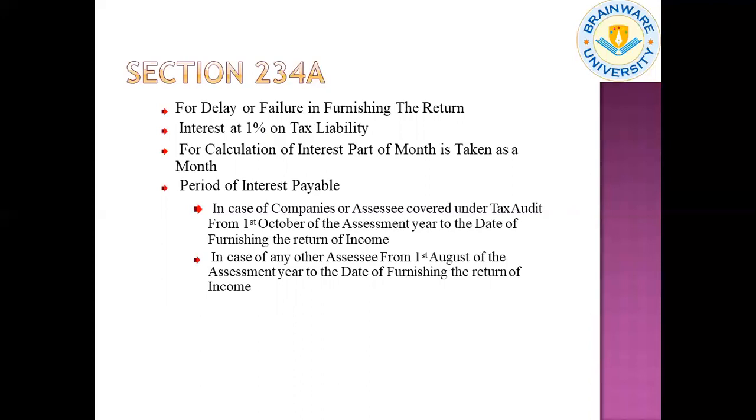In case of companies or assessees covered under tax audit, from 1st October, under Section 44. And in case of any other assessee, from 1st August of the assessment year to the date of furnishing the return of income.